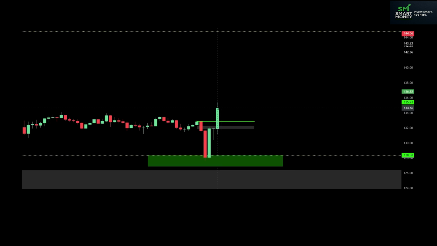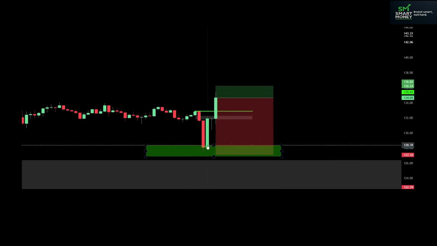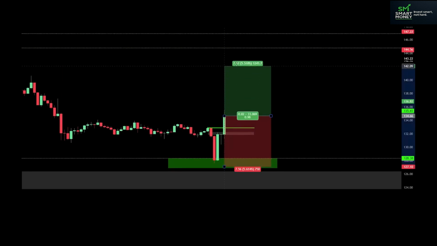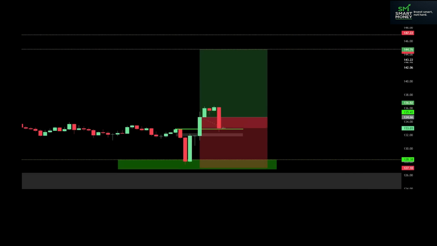On the break and close of that candle, we can enter, and we can set our stop loss above the lows because this is our manipulation point. If this is in fact a true manipulation, price will not reverse past that level. And then our targets we can set at the high of this weekly range. And let us play this out.